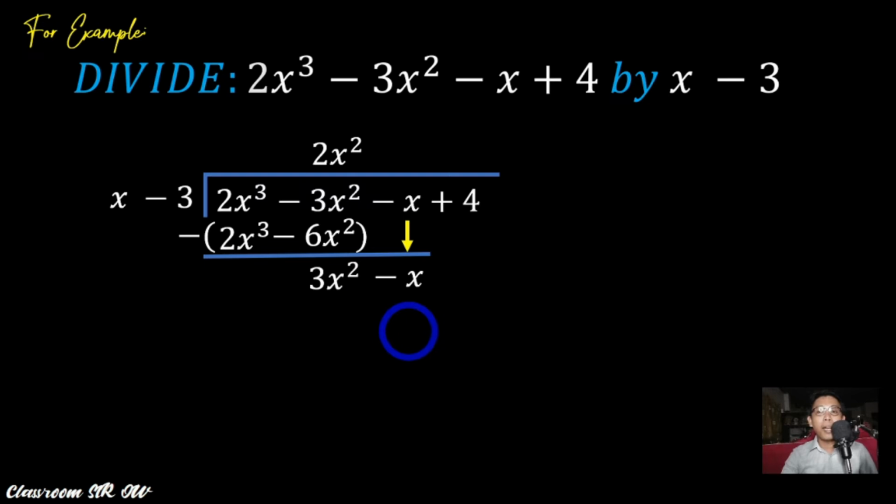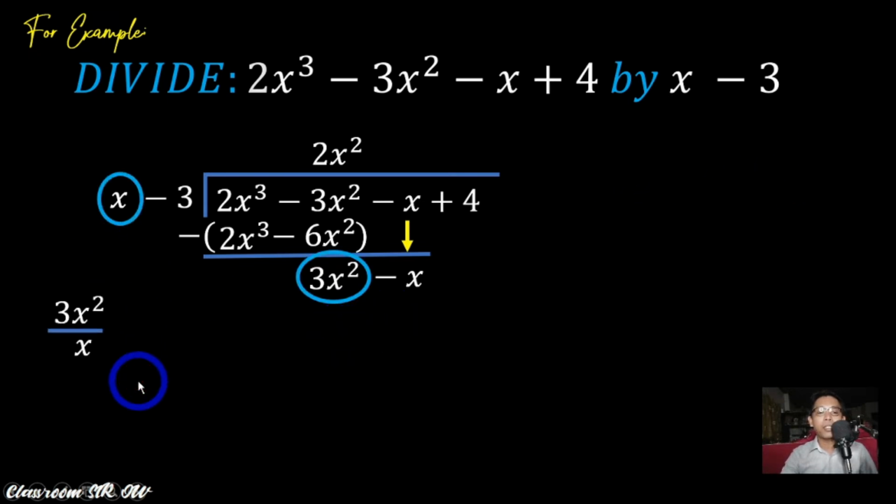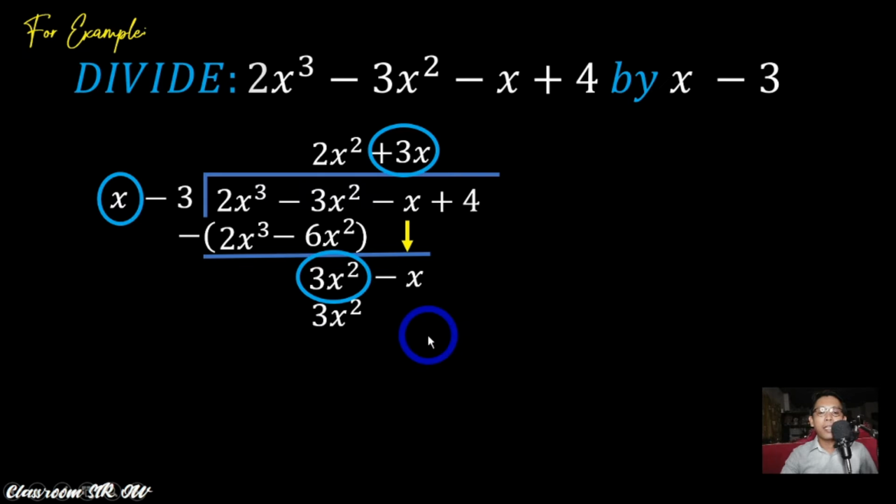So we will go back again to our first step. Again, remember: divide, multiply, and subtract. Let's start with division again. We will divide 3x squared by x. That is 3x squared divided by x, which is equal to 3x. So we have positive 3x. After that, we will multiply 3x by x again. So 3x times x is positive 3x squared. And 3x times negative 3 is negative 9x.